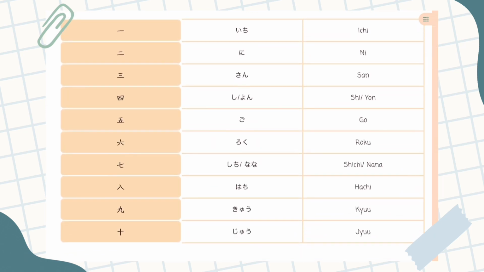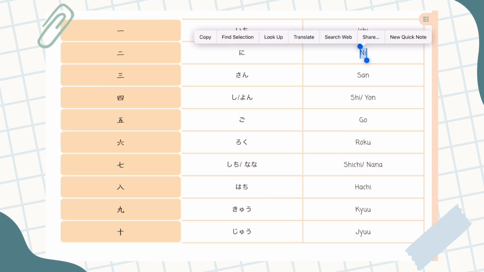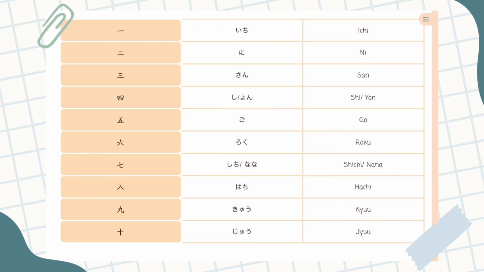So here we go. We have 1 to 10. You can kind of take a guess, but 1 is the first one and 10 is the last one. I'm just going to go down to like ichi, ni. I'm not going to highlight them all because I think it looks really, really ugly when I highlight on my iPad. So yeah. So ichi is number 1.